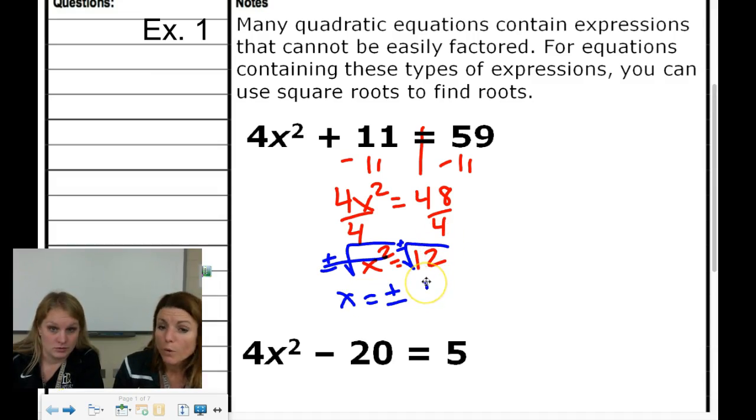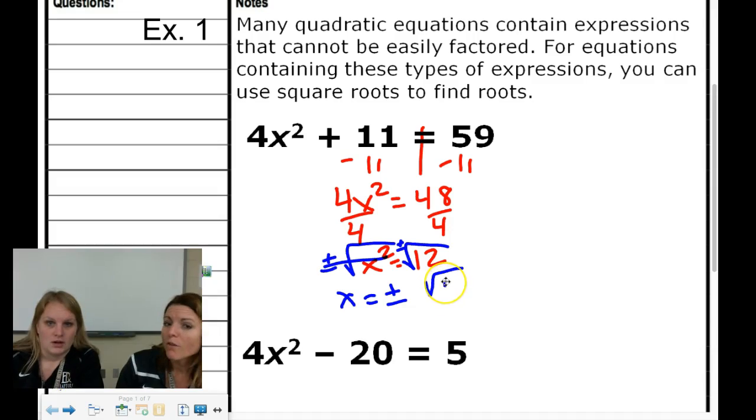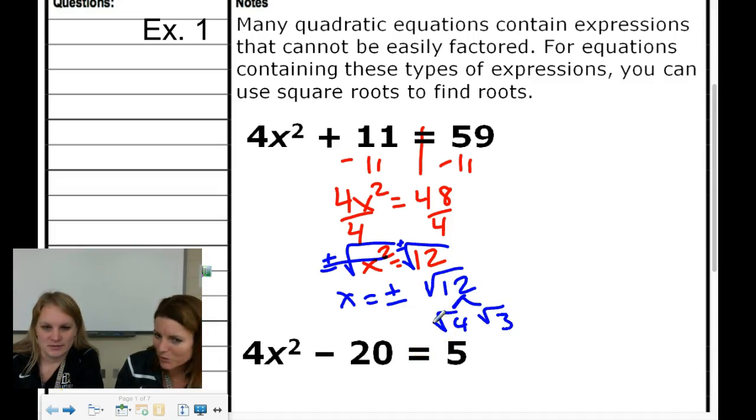I don't know what that is. Do you? Well, what we're going to do, we have to break that up into 4 times 3. So do your tree branch. The square root of 4 times the square root of 3, which is then 2 root 3. And it's plus or minus. And that's your answer.